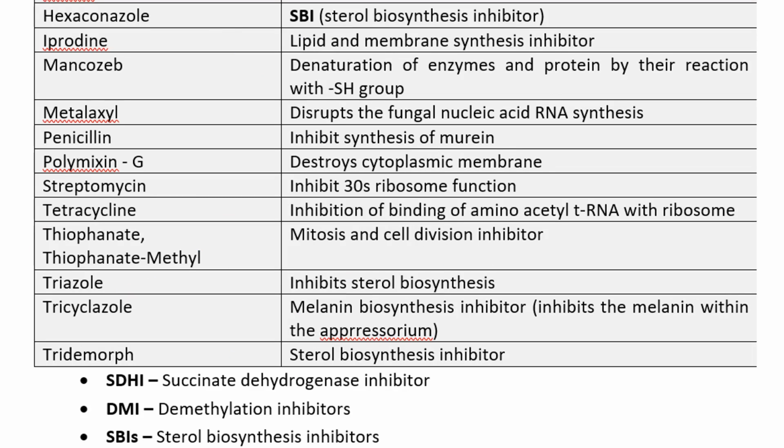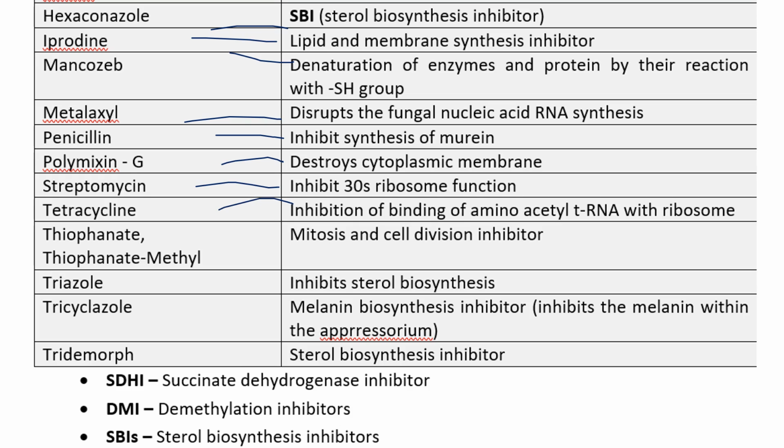And hexaconazole, SBI, sterol biosynthesis inhibitor; iprodione, lipid and membrane biosynthesis inhibitor; mancozeb, denaturation of enzymes and proteins; metalaxyl disturbs fungal nucleic acid biosynthesis. Important: penicillin inhibits the synthesis of murein; polymyxin destroys the cytoplasmic membrane; streptomycin, the world's first broad spectrum antibiotic, inhibits 30S ribosome function. We can also call it ribosome function.